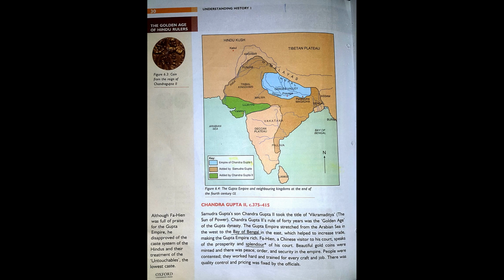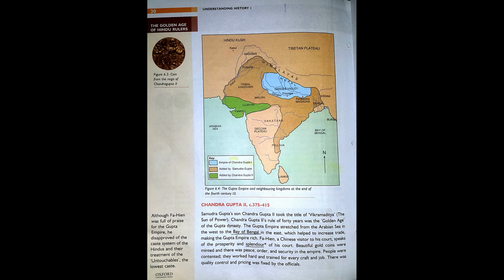So students, we can see the Gupta Empire reached its zenith during the rule of Chandragupta II. Chinese pilgrim Fahian, who visited India during his reign, suggests that he ruled over a peaceful and prosperous kingdom.